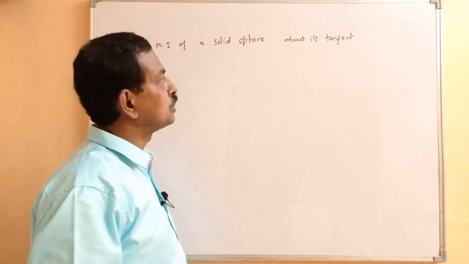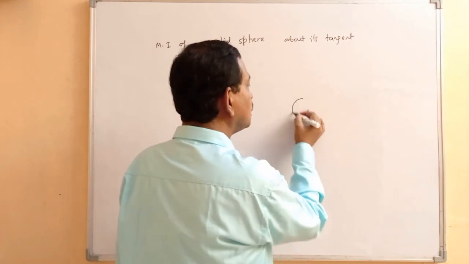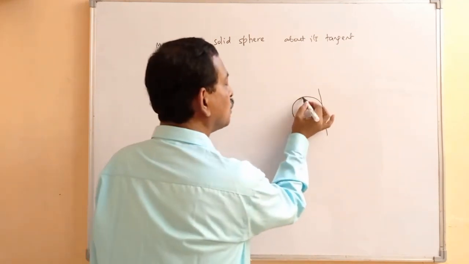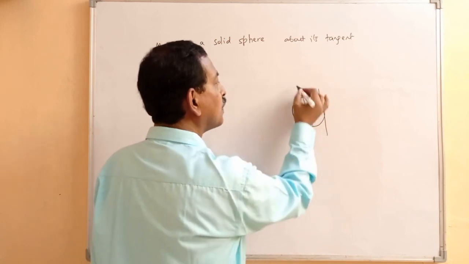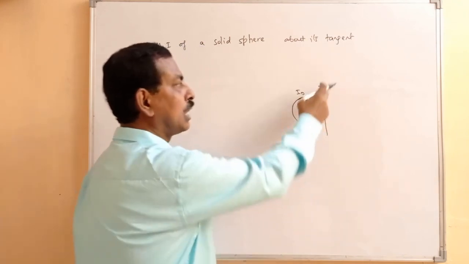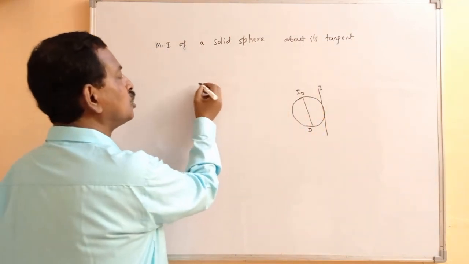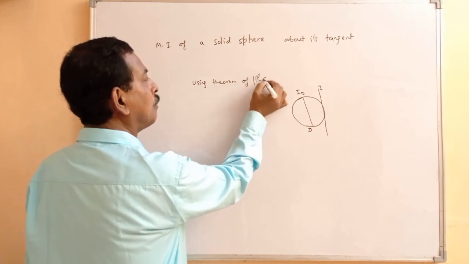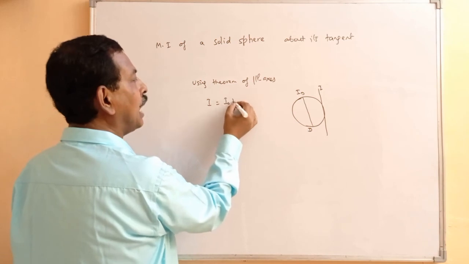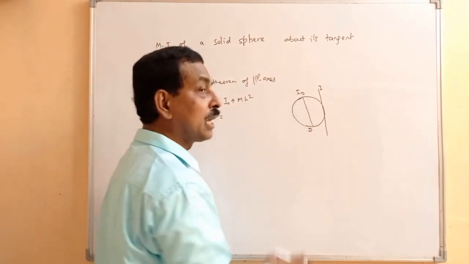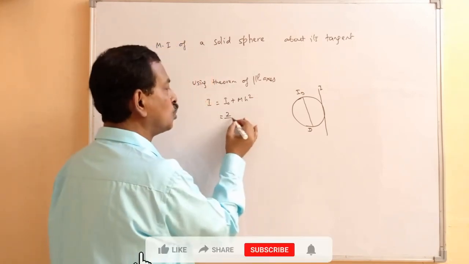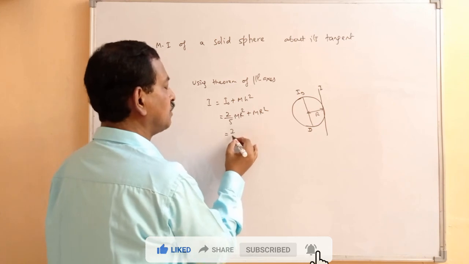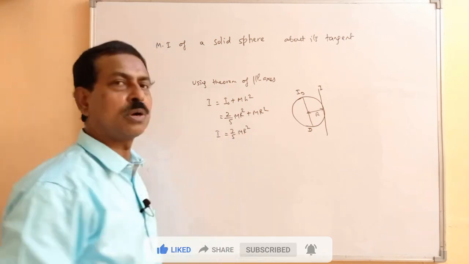Suppose we want to find the moment of inertia of a solid sphere about its tangent. Suppose this is the solid sphere and we want it about this axis. This is its diameter, and we have the expression for the diameter as Id. This is the I which we want to find. Again, using the theorem of parallel axis, I will be equal to I naught plus MH square. The moment of inertia about the diameter of a solid sphere is 2 by 5 MR square. Adding MR square, since R is the distance between the two, this is 7 by 5 MR square. This is the expression for the moment of inertia.